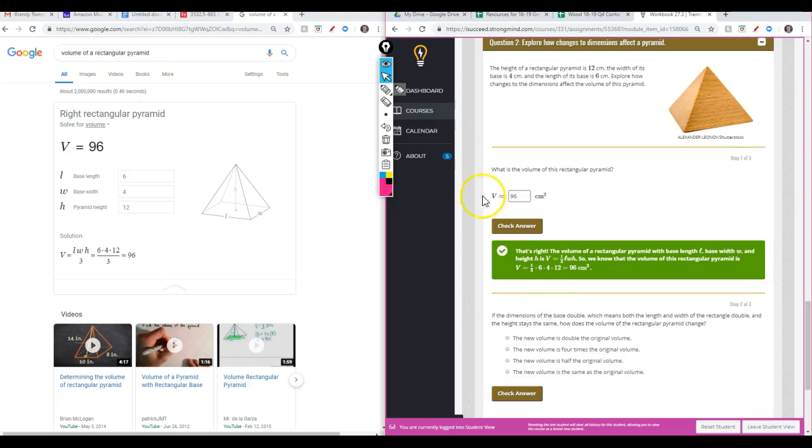Okay, well, if we can just go through this. So it says to double, that means both the length and the width of the rectangle double. So what's double 6? That's 12. What's double 4? That is 8. That gives us 384. So let's compare 384 to 96. That was the original one.